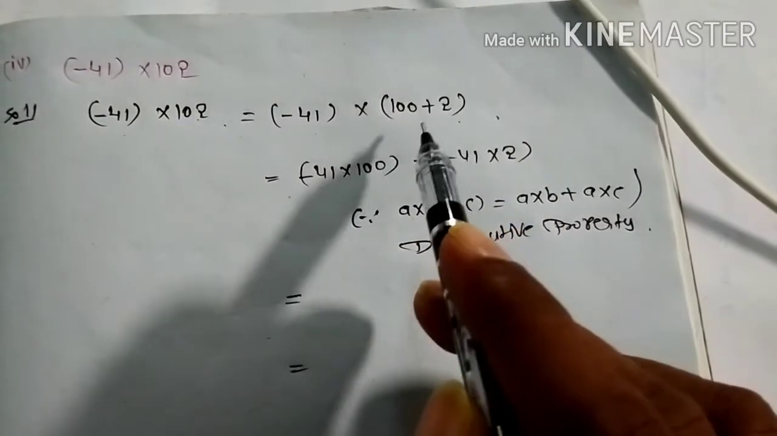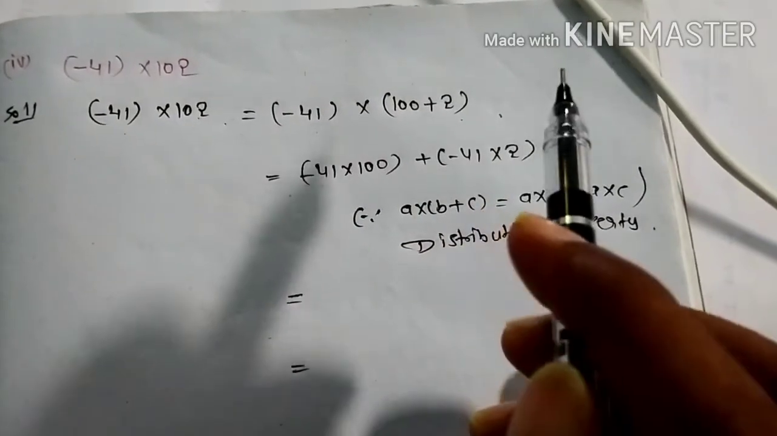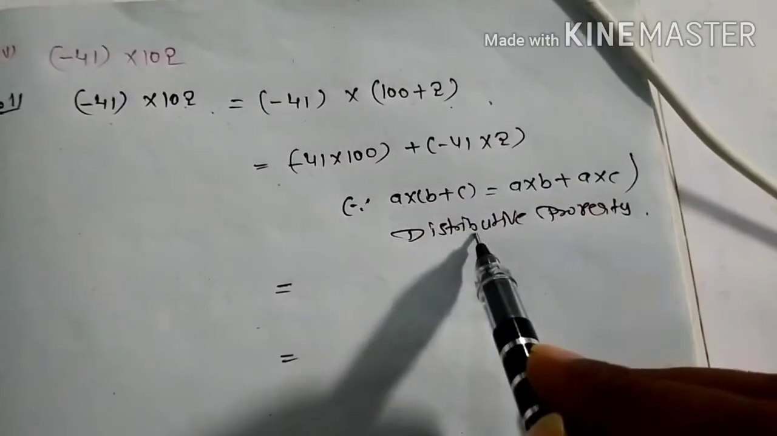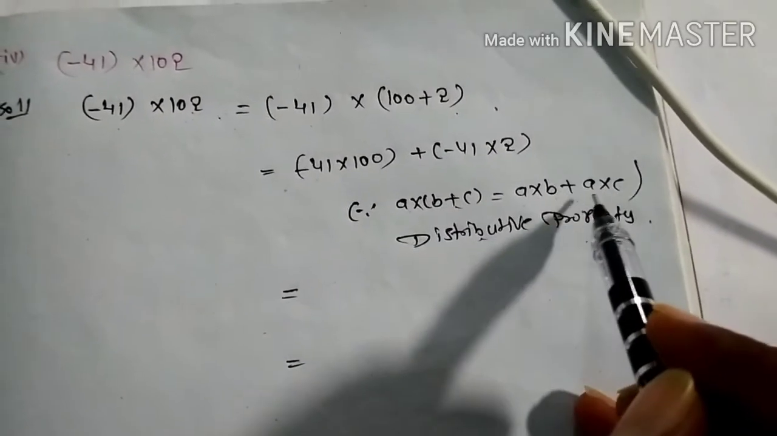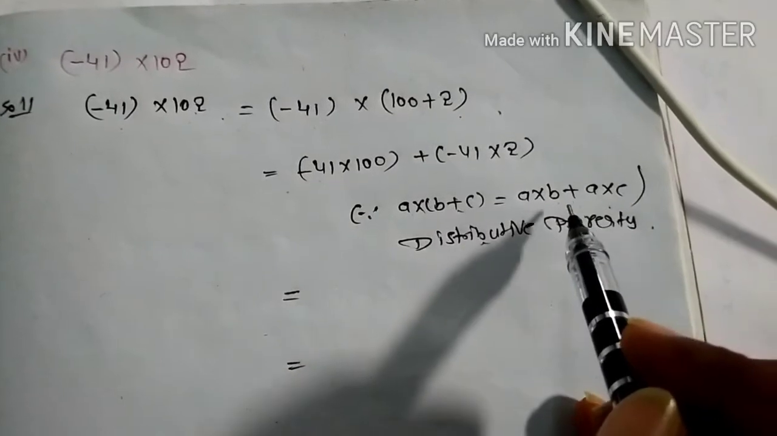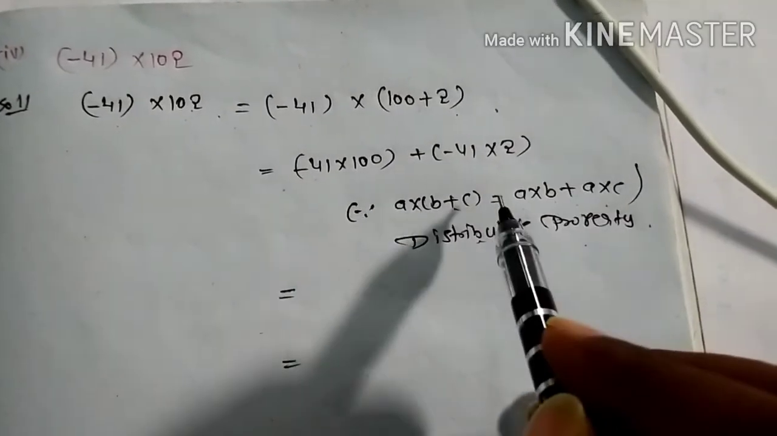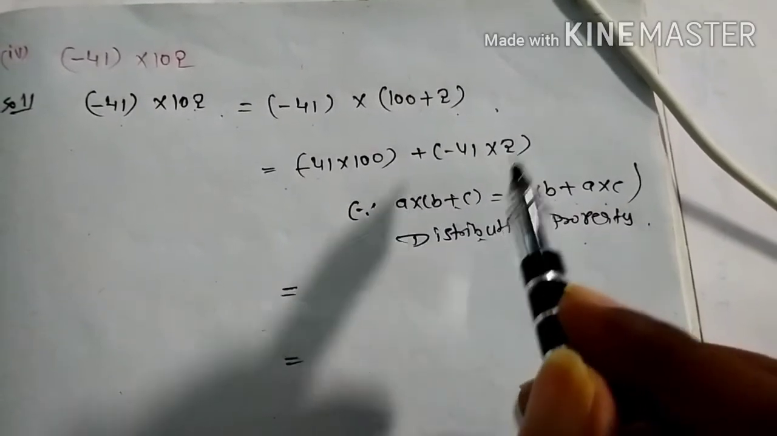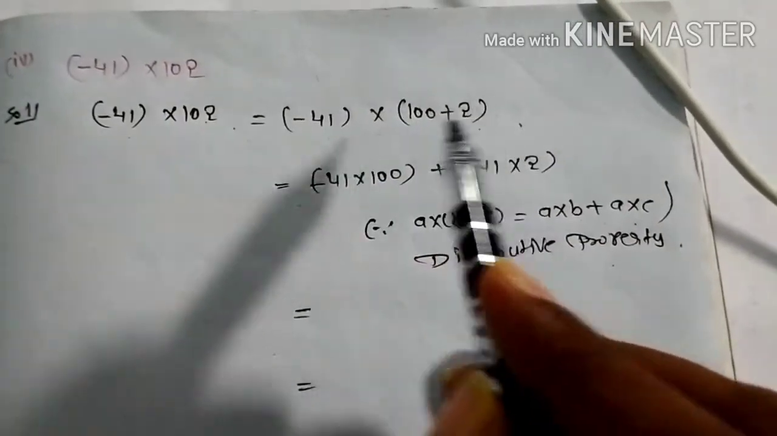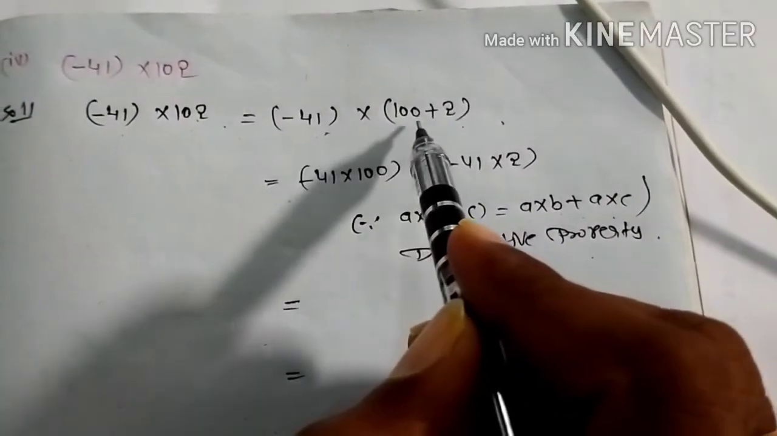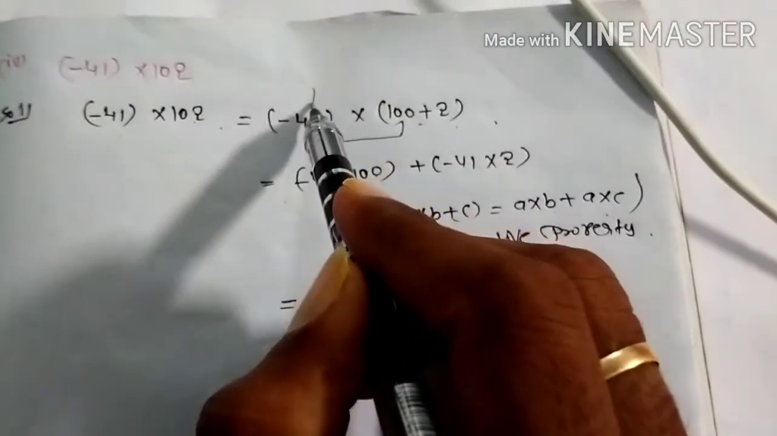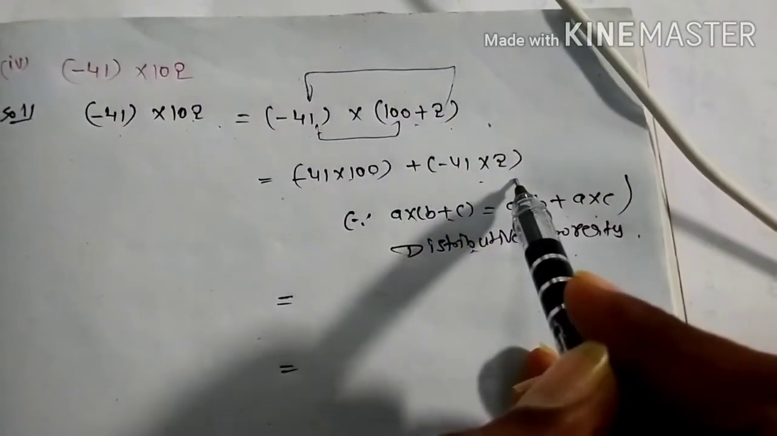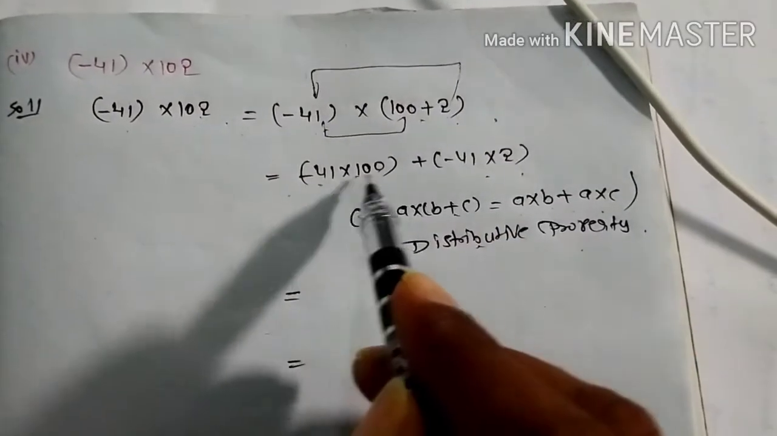Just now I discussed in the previous problem what the distributive property deals with. The distributive property deals with a into b plus c is equal to a into b plus a into c. Every property will be useful in exercises. In higher classes also you should remember everything. Here I have written minus 41 into 100 plus 2. So first I am writing 41 into 100, next I am writing 41 into 2. Is it okay? Yes.